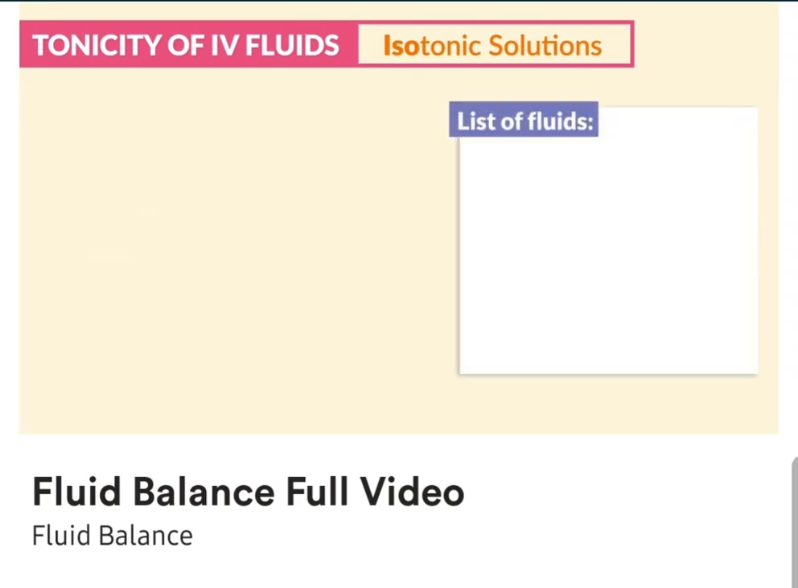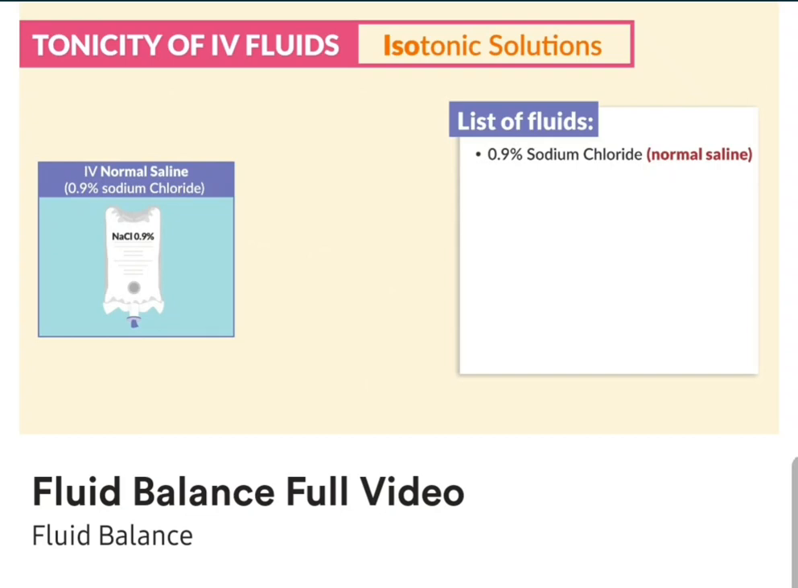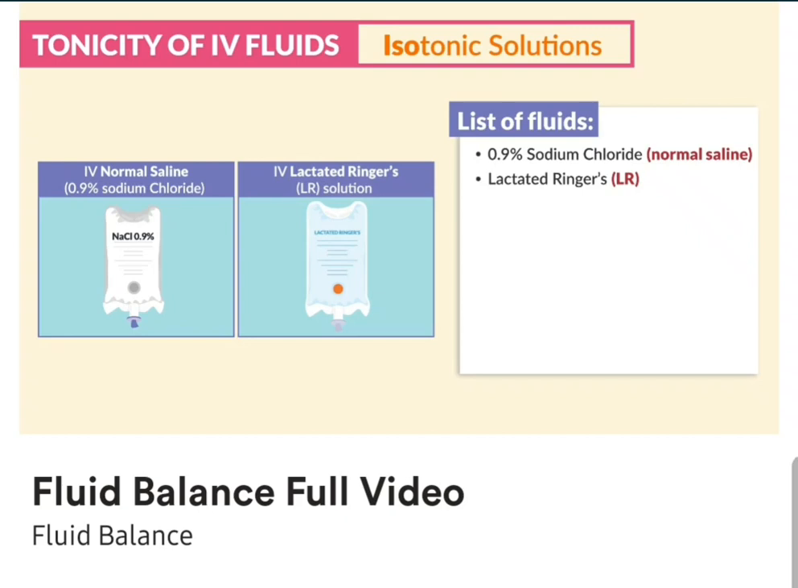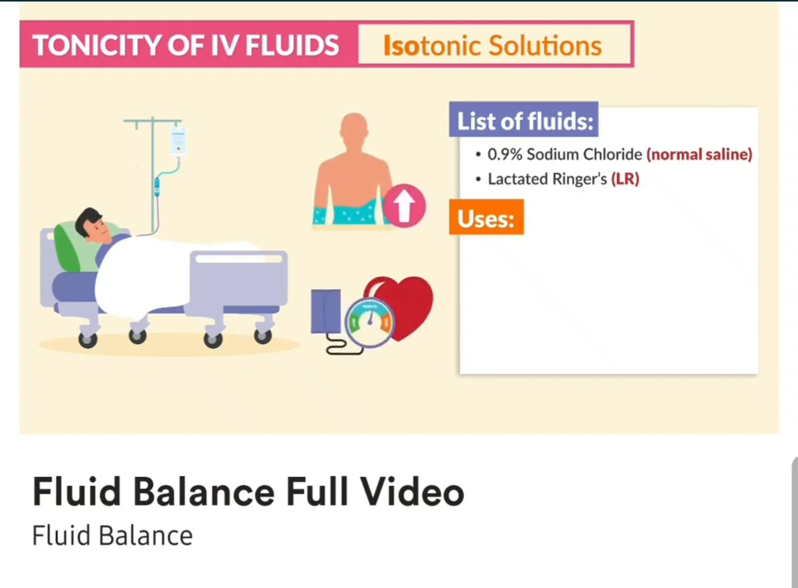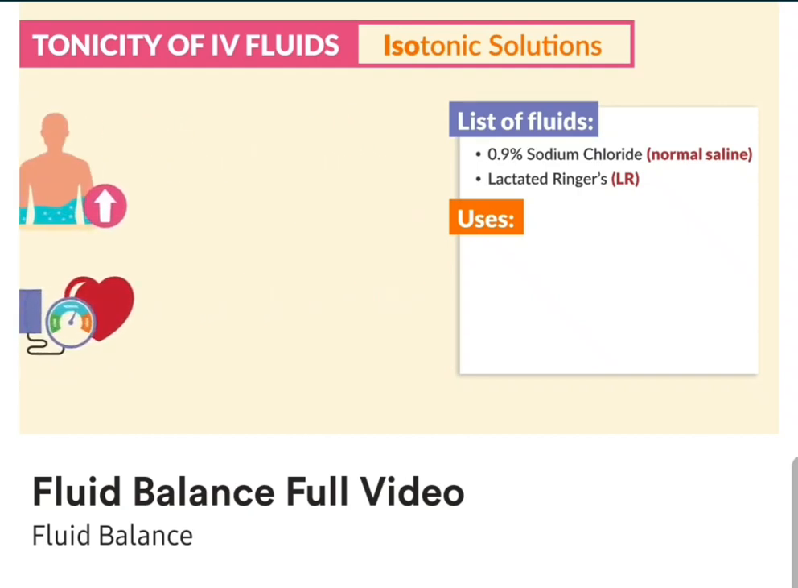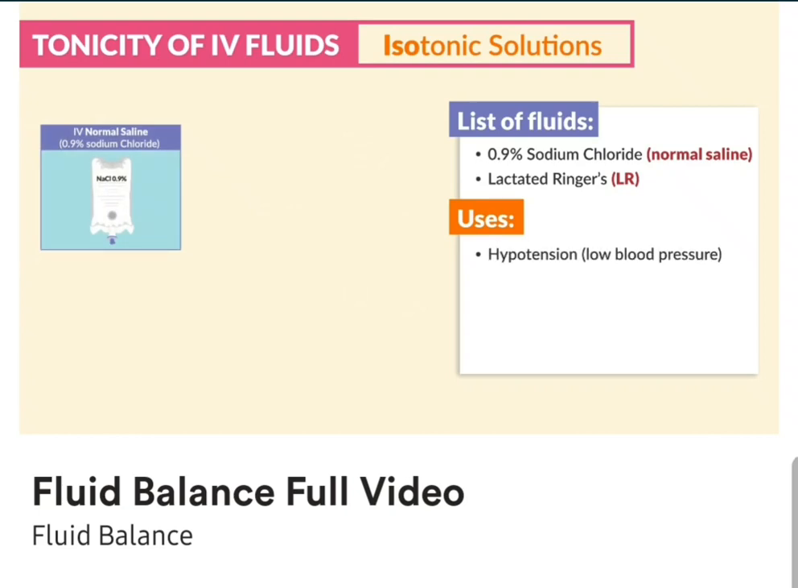Now, the list of isotonic solutions that you should know for your exams, write these down. 0.9% sodium chloride. This is normal saline, as well as lactated ringers. Be sure to know these two for all your exams. Now, the uses of isotonic solutions, they're used mainly to add fluids intravascularly or inside the blood vessels to rehydrate the body and increase the blood pressure when it's low. So we give it for hypotension, that low blood pressure, in order to increase the blood pressure.